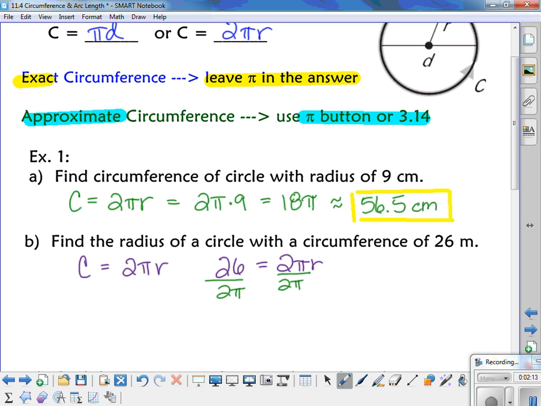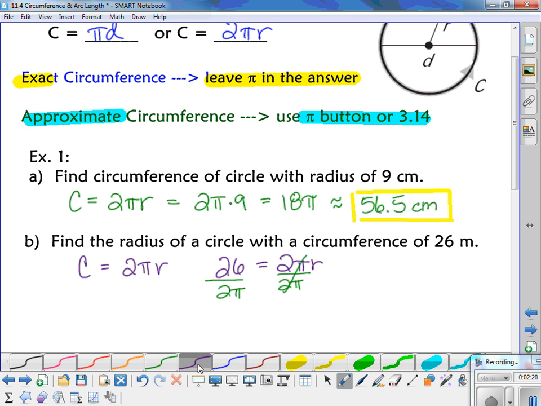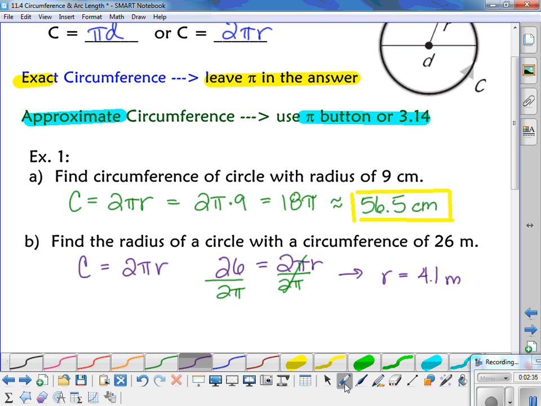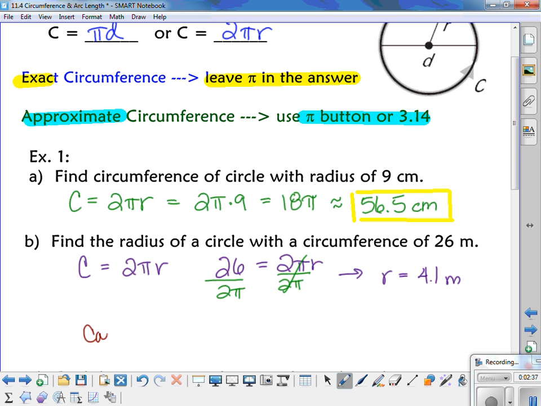And so the 2 pi's cancel out, so 26 divided by 2 pi, you should get a radius of approximately 4.1 meters. Now you want to put that in your calculator to make sure that you are getting that answer. Something that commonly happens if you have your calculator, what you're doing is you're taking 26, you're dividing it by 2, and you're dividing it by pi.